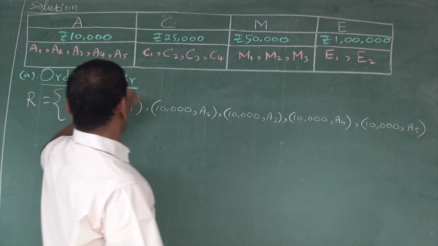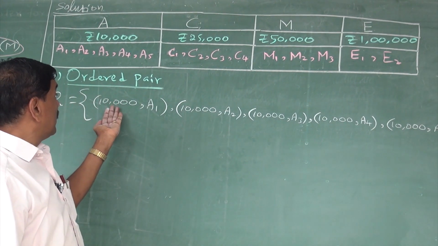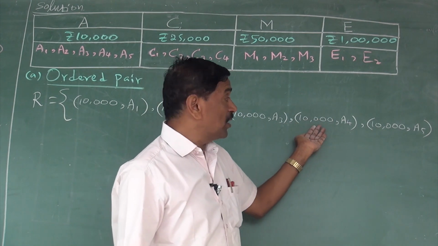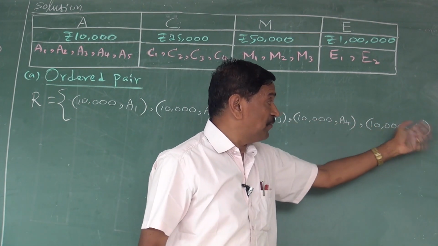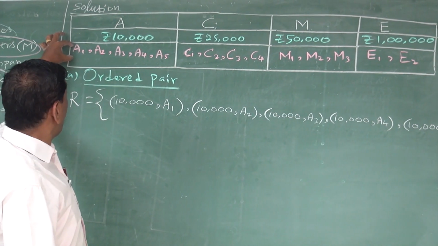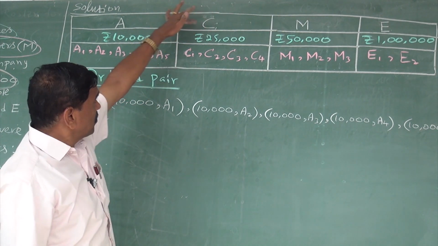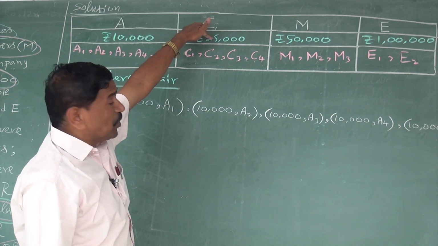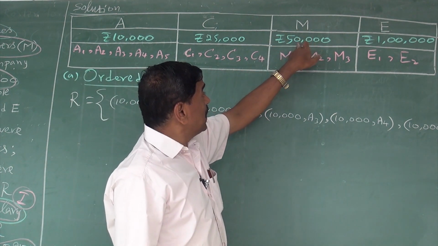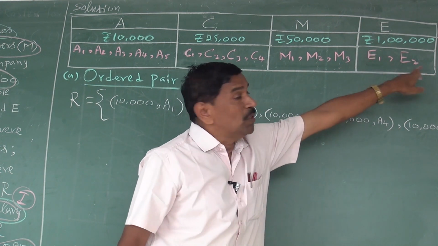Complete the bracket. Here there are 5 assistants, and each assistant can get rupees 10,000. So 10,000 comma assistant 1, 10,000 comma assistant 2, 10,000 comma assistant 3, 10,000 comma assistant 4, 10,000 comma assistant 5. That means taking the first element of the first set and pairing it with all the elements in the second set, which is completed. Now listen, rupees 25,000 is associated with all 4 clerks, rupees 50,000 with all 3 managers, and 1 lakh with the 2 executive officers.